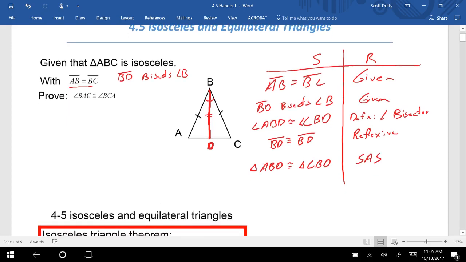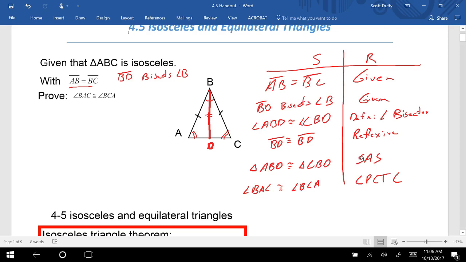And then we're trying to prove that this angle is equal to this angle. Well, they are corresponding parts of congruent triangles. So that's going to be our reasoning. Corresponding parts of congruent triangles are congruent. And we say angle BAC is congruent to angle BCA, and we're done.